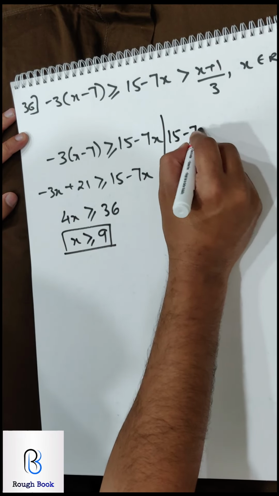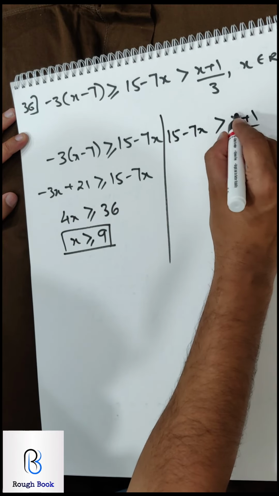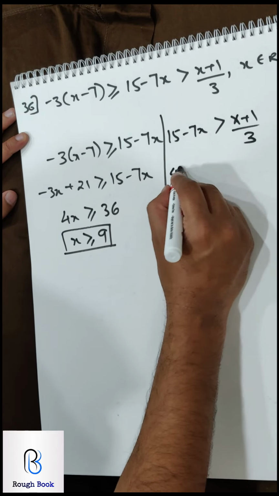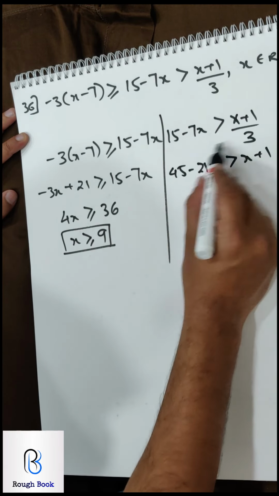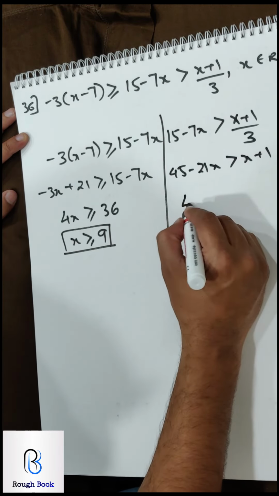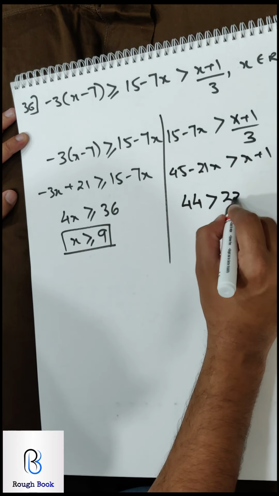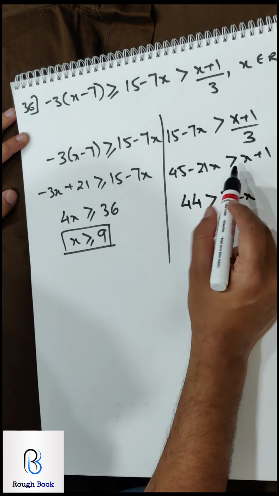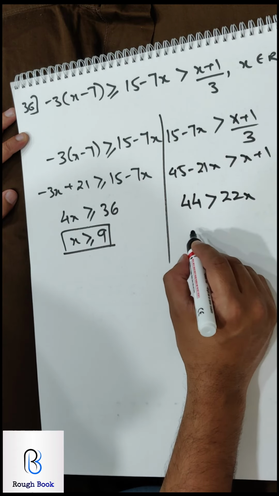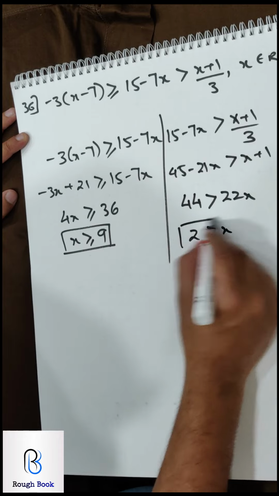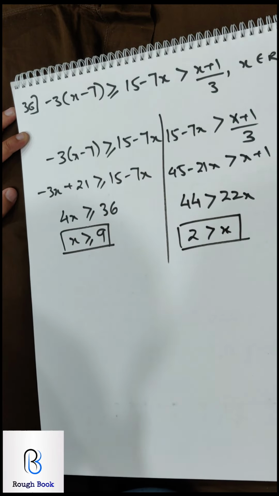Likewise 15 minus 7x, x plus 1 by 3. So 45, 21, x plus 1. This we are pushing on the positive side, this here. So 44, 22x goes on the other side, so 22 plus, and here also 42. Dividing by, so I'll get 2. So you always have to see.